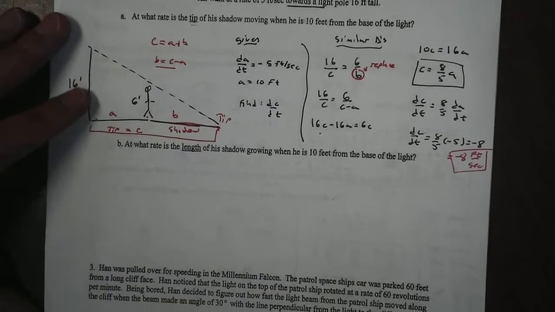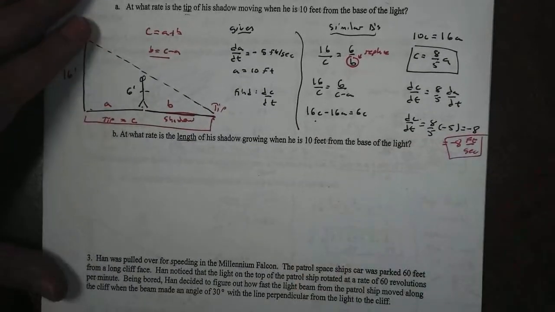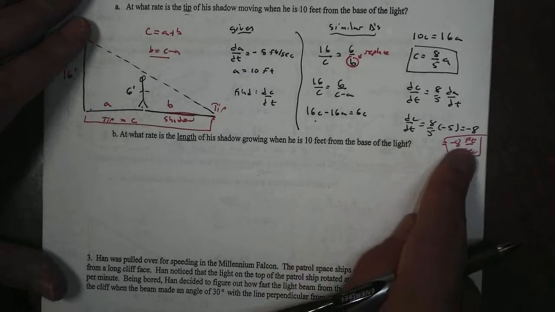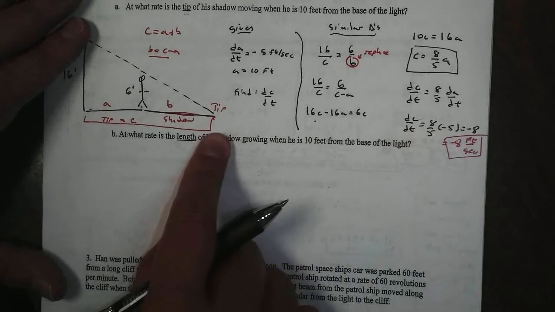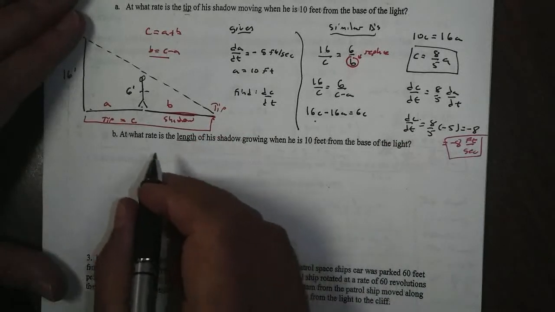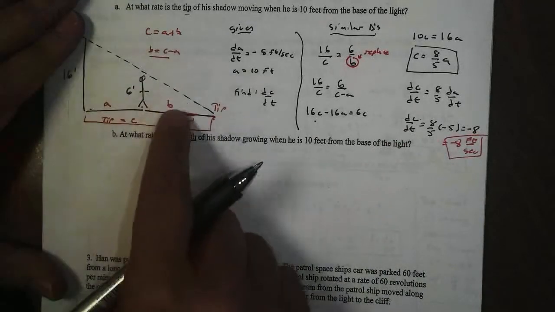I ran out of room. I'm kind of a hypocrite. Write that as a sentence. The tip of the shadow is decreasing at a rate of, or heading towards the lamppost at a rate of 8 feet per second. Now the next part, pretty easy to do.